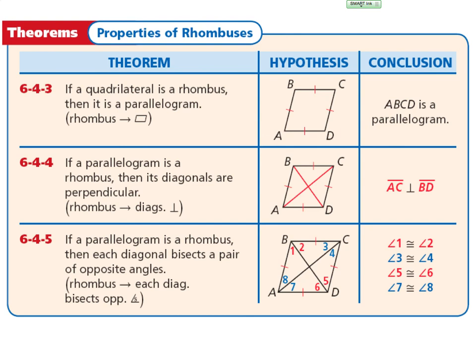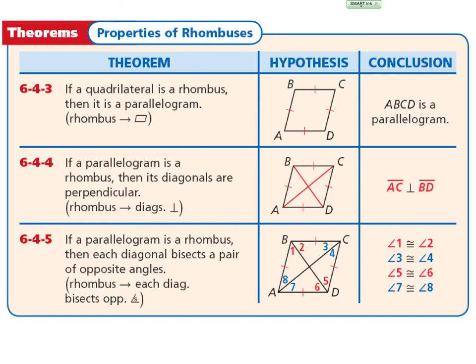And 643: if it's a rhombus, then each diagonal bisects a pair of opposite angles. So what that means is if I look at diagonal BD, it bisects the opposite angles. So angle B is bisected, so angles 1 and 2 are congruent, and angle D is bisected, so angles 5 and 6 are congruent. The same with the other diagonal. Diagonal AC bisects angle A and bisects angle C.